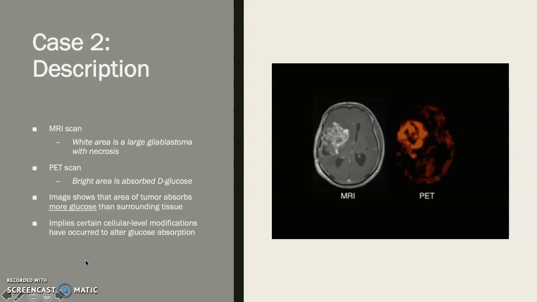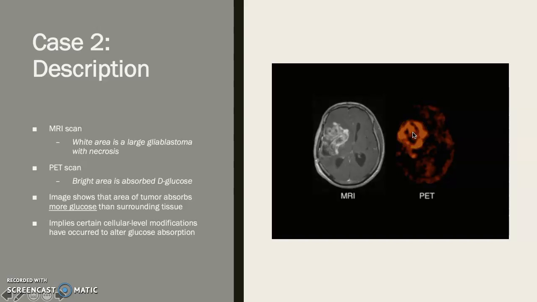Now, this over here is my description for case number 2. As we can see here, case number 2 provides us with an image of a brain. We have an MRI scan over here as well as a PET scan over here. In the MRI scan, near the middle left region of it, we see an extra white region over here, as shown by the cursor. The MRI scan essentially shows a large glioblastoma with necrosis in some parts of the tissues. And the PET scan, as we see over here, is responsible for showing us a high absorption of D-glucose as indicated by the fluorescence, the bright orange fluorescence.